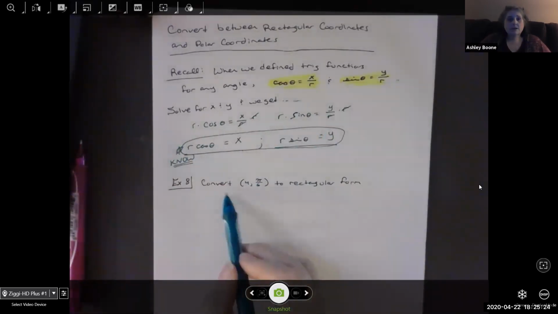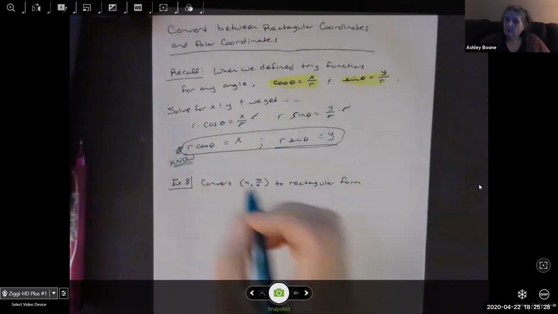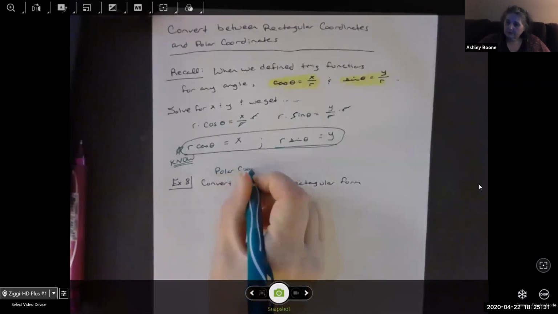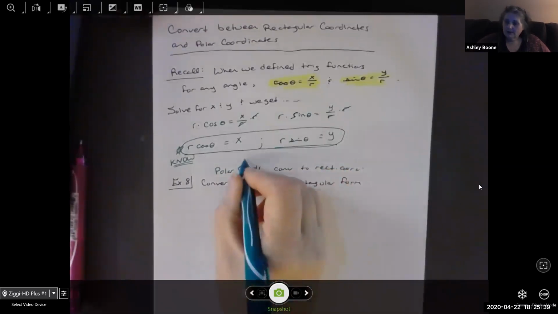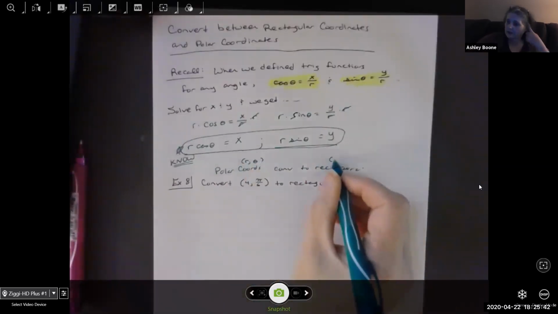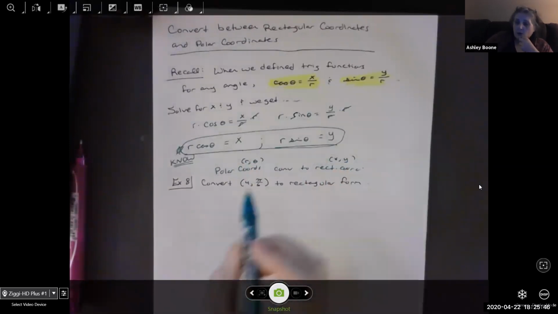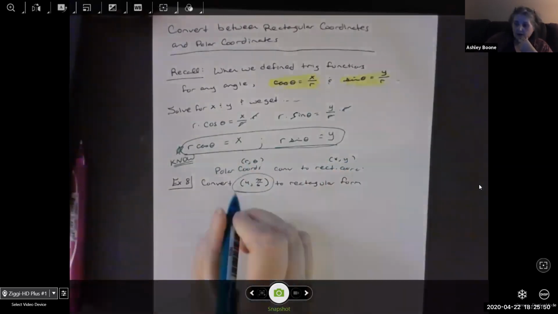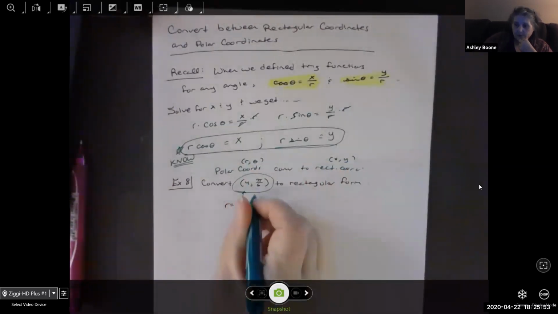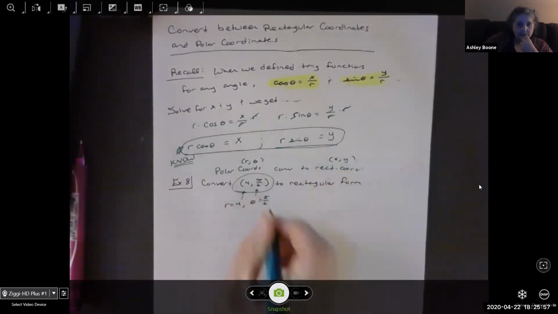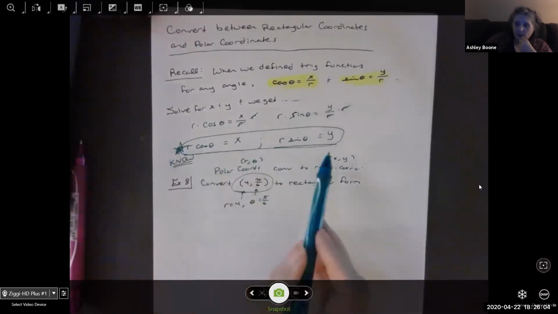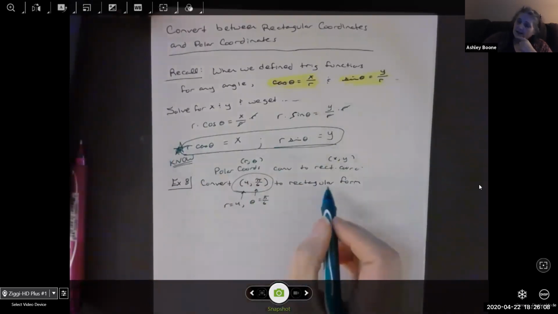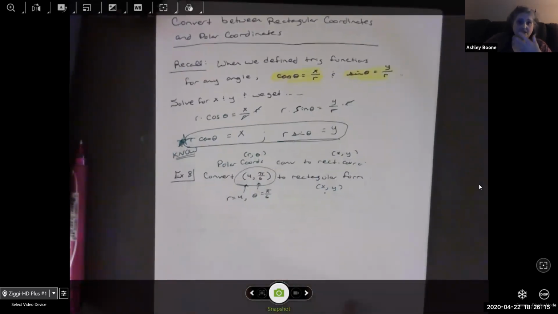Now, we can use these to help us convert. If we're given polar coordinates and we want to convert to rectangular coordinates, remember, polar coordinates are in the form r, theta. Rectangular coordinates are in the form x and y. So we're given, for example, this point right here. We know that r is equal to 4 and theta is equal to pi over 6. By knowing these relationships, x is equal to r cosine theta, y is equal to r sine theta, this is going to be a pretty quick substitute and evaluate.